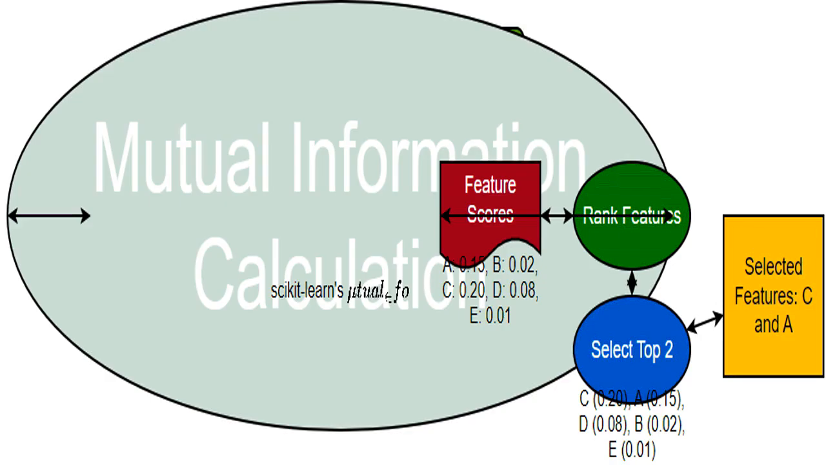I calculate how much information each feature gives me about the target variable. This helps me understand which features are most useful for predicting the target. I use a function called mutual_info_classif from the scikit-learn library to do this calculation. It's like figuring out how much one clue helps you solve a mystery.